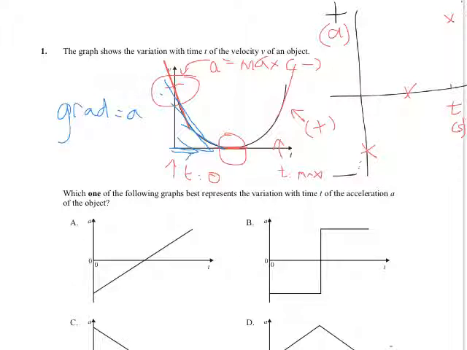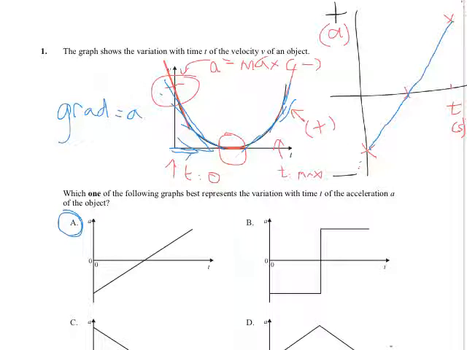Now the gradient is equal to the acceleration. So the gradient in this case is decreasing from the minus maximum value to 0, and then it is increasing on this side. You can see it's getting steeper. So it's increasing up until there. So it looks like we have our answer. The answer is A.